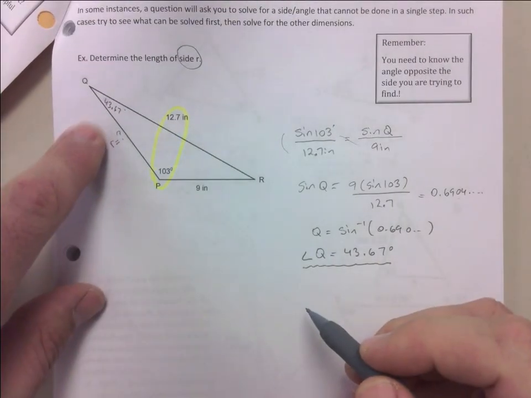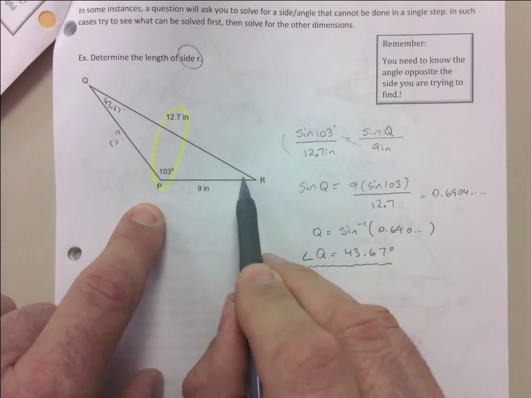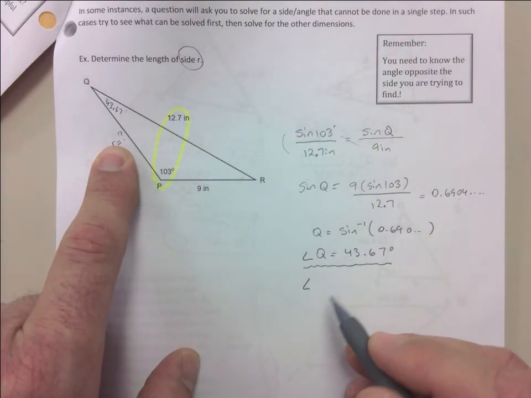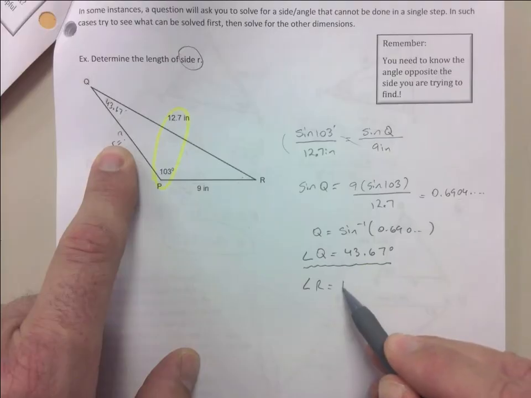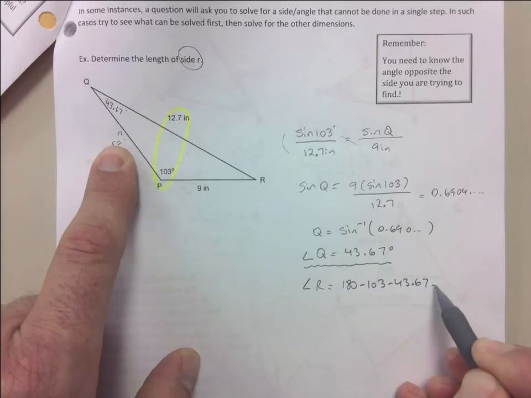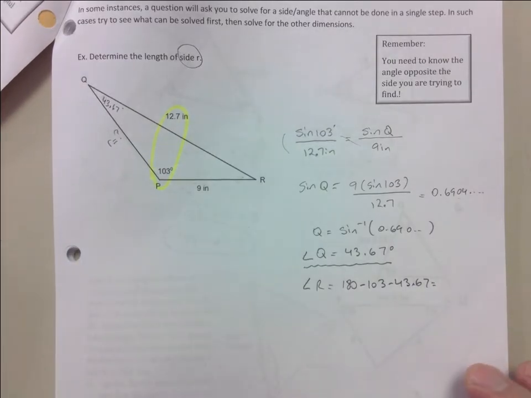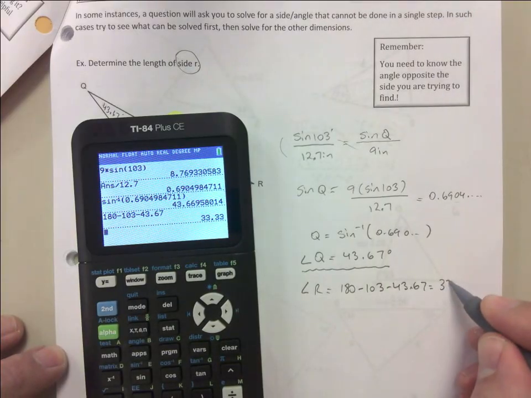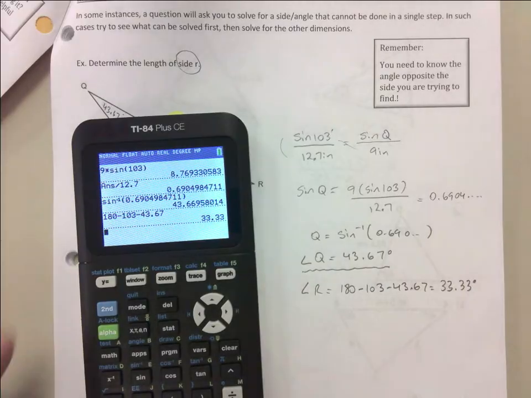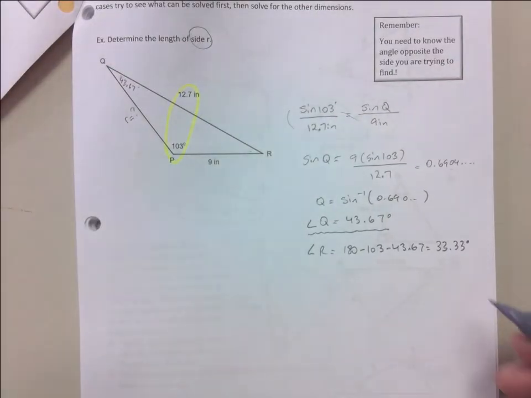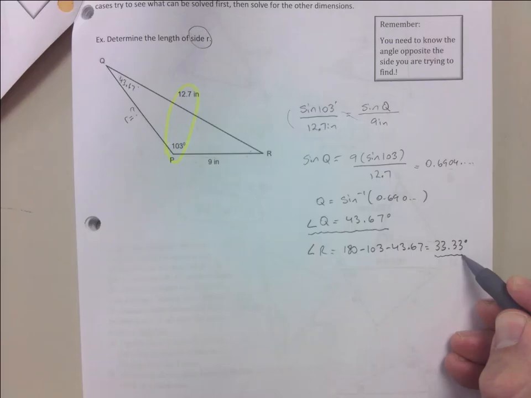The next step is I will find angle R, because that allows me to solve for side R. I saw a lot of answers that match this. So 180 minus 103 minus 43.67. I'm not even going to try doing this without a calculator this morning, because I'm going to get it wrong. Okay, that's another angle there. So that's important to me, not the final answer.